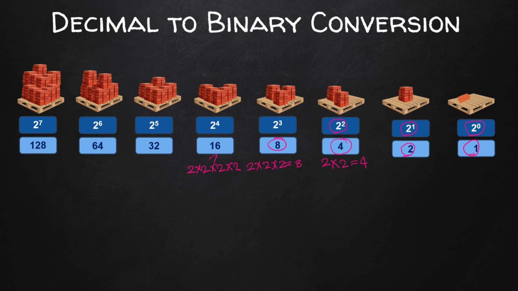And that is equal to 16. Then 2 to the power of 5 here. That means multiply the number 2 five times. So 2 into 2 into 2 into 2 into 2. That is equal to 32.